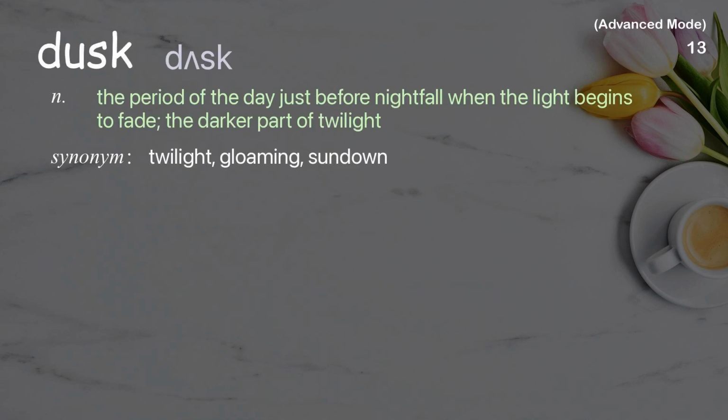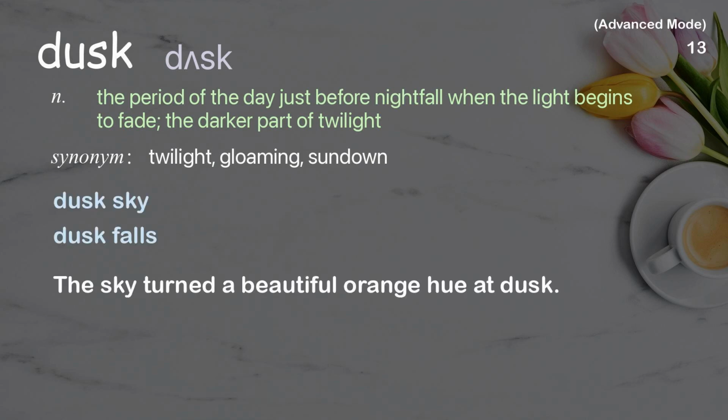Dusk. The period of the day just before nightfall, when the light begins to fade, the darker part of twilight. Examples: Dusk sky, dusk falls. The sky turned a beautiful orange hue at dusk.